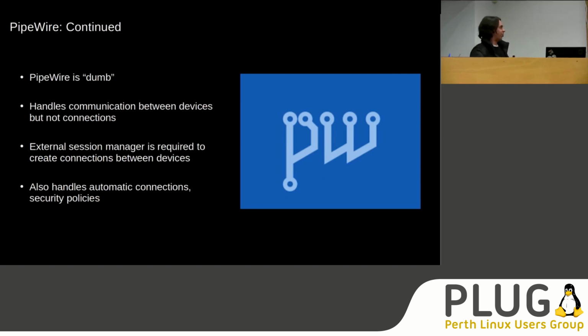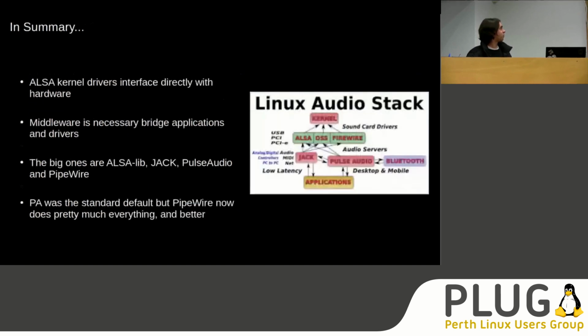That handles automatic connections. So if you plug in a new device, let's say you're plugging in your headphones, Wireplumber is what will pick up on that and automatically connect all of your outputs to your headphones, which you've just plugged in. So that's the smart part of it. And there's also security policies and stuff if you have different security for different audio devices. That's about it.